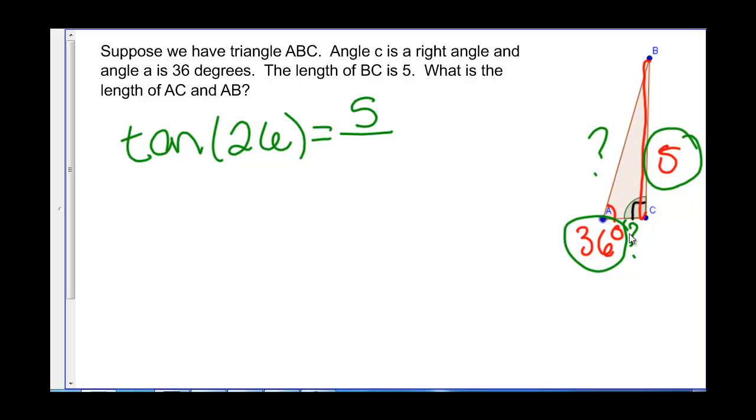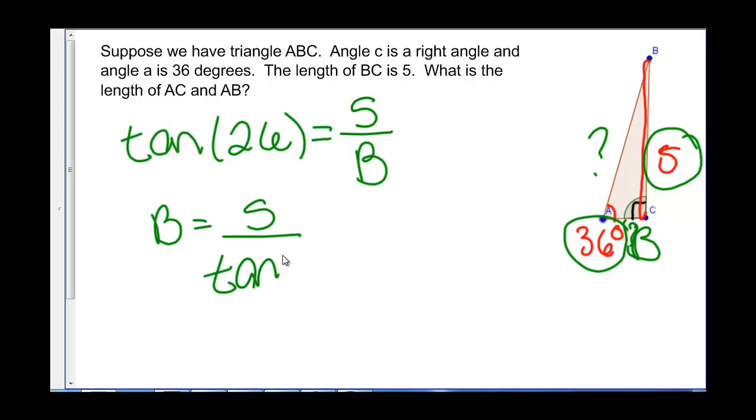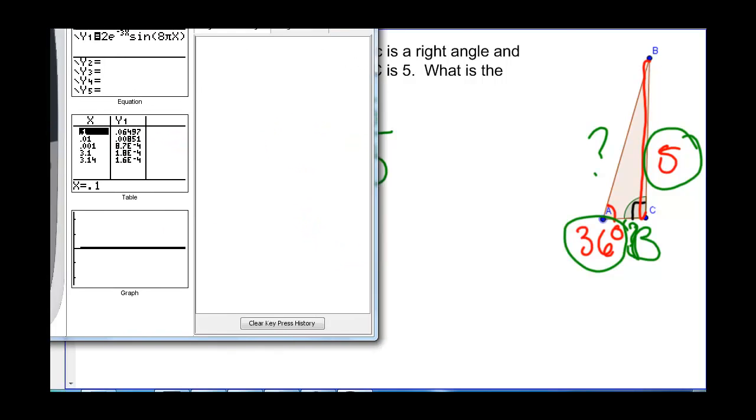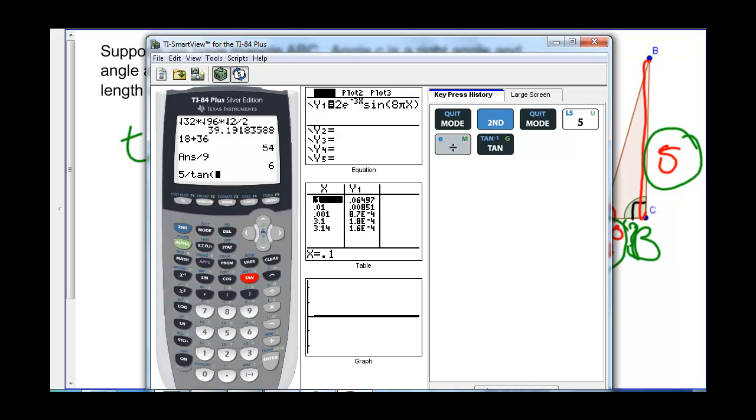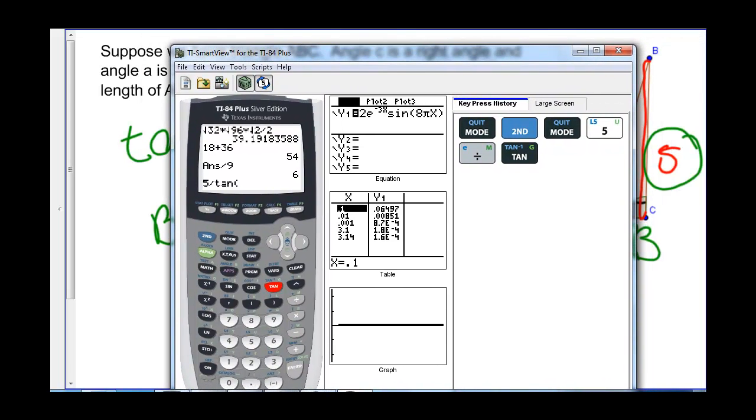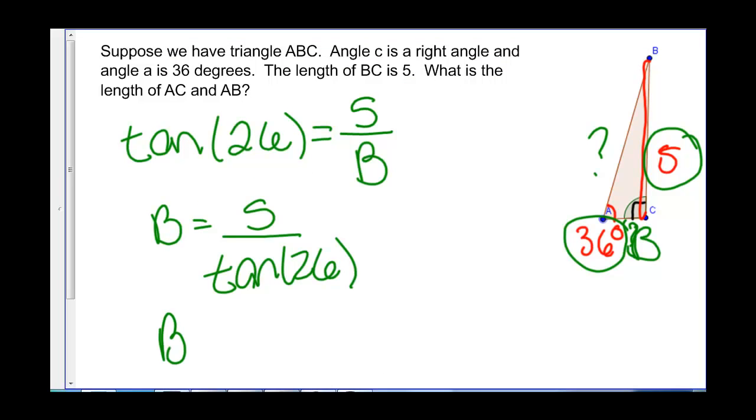we'll call this side B, and we solve this. So we know that B equals 5 divided by tangent of 26. So we go to our calculator, we make sure that our mode is in degrees, and then we want to find 5 divided by the tangent of 26. And that will give us 10.25. So B equals 10.25.